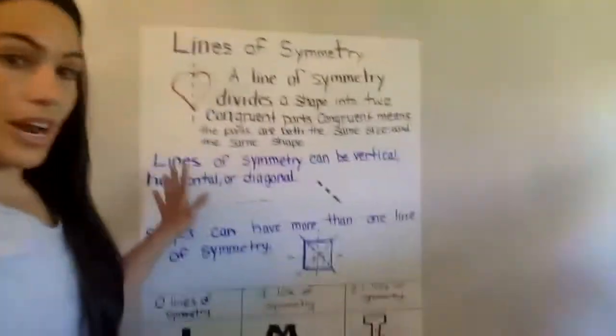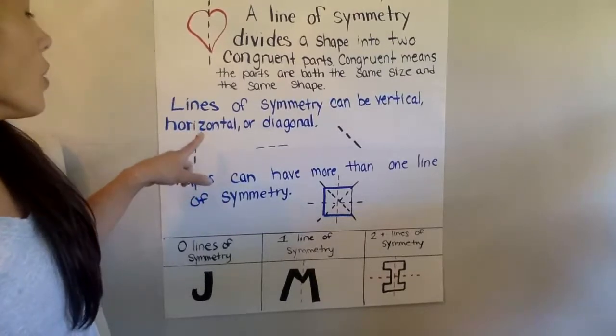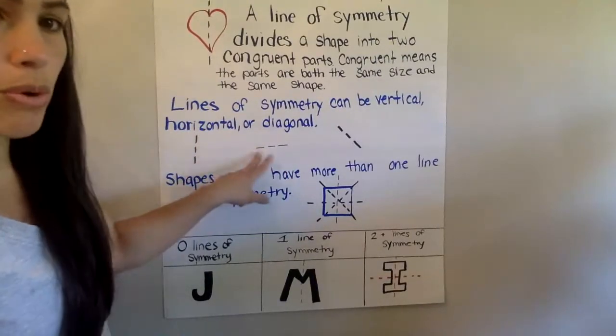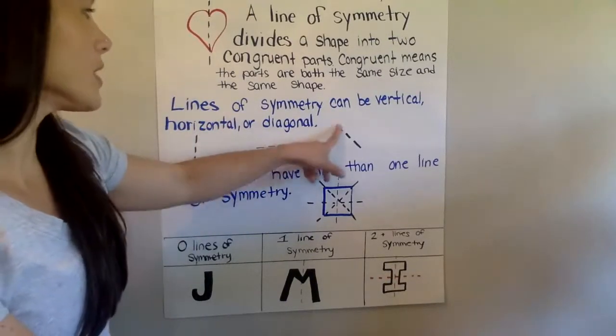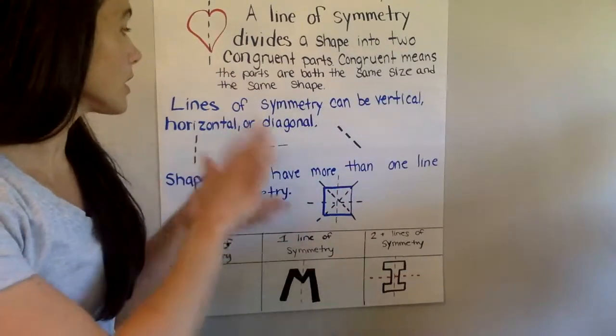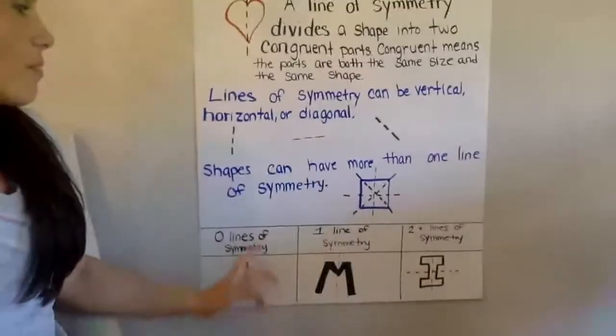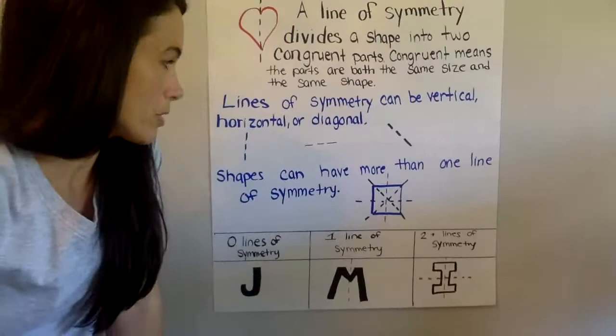So, going on, lines of symmetry. You could see them either vertical, you could see them horizontal, remember these two words from 2 weeks ago? Or you could see them diagonal. So they could go any way down that shape as long as they're the same on both sides. Now, shapes can have more than one line of symmetry.